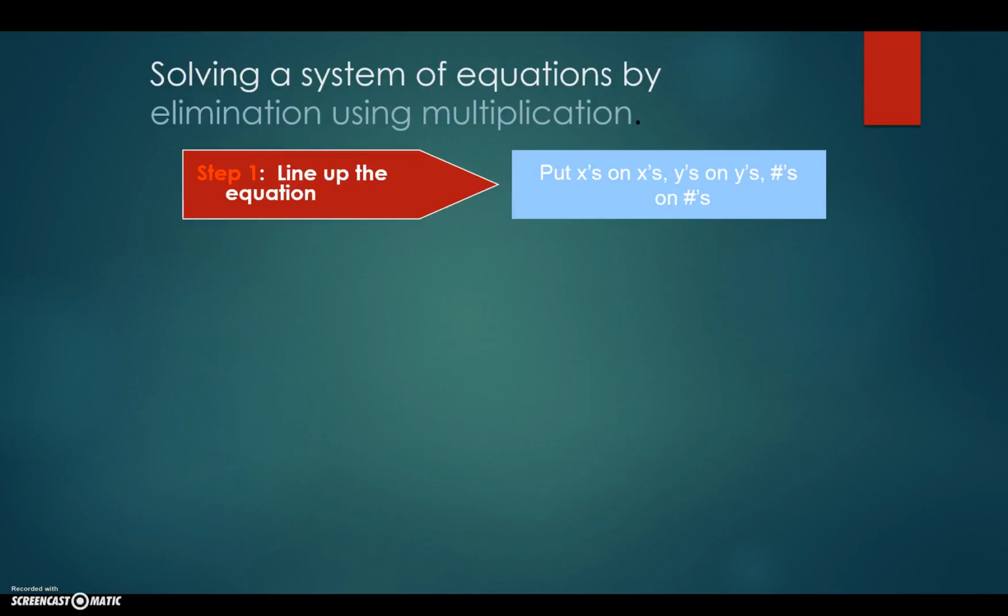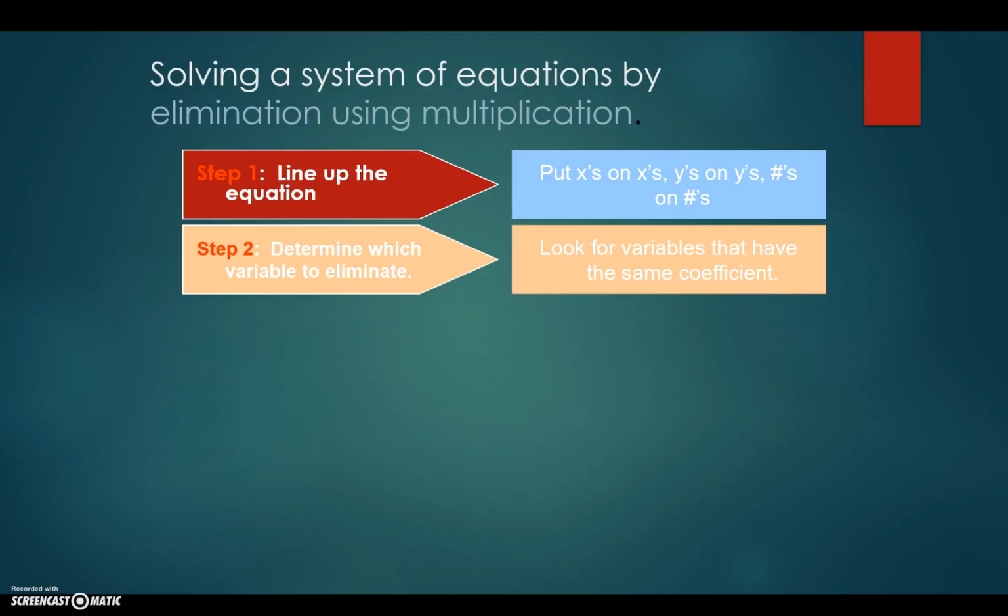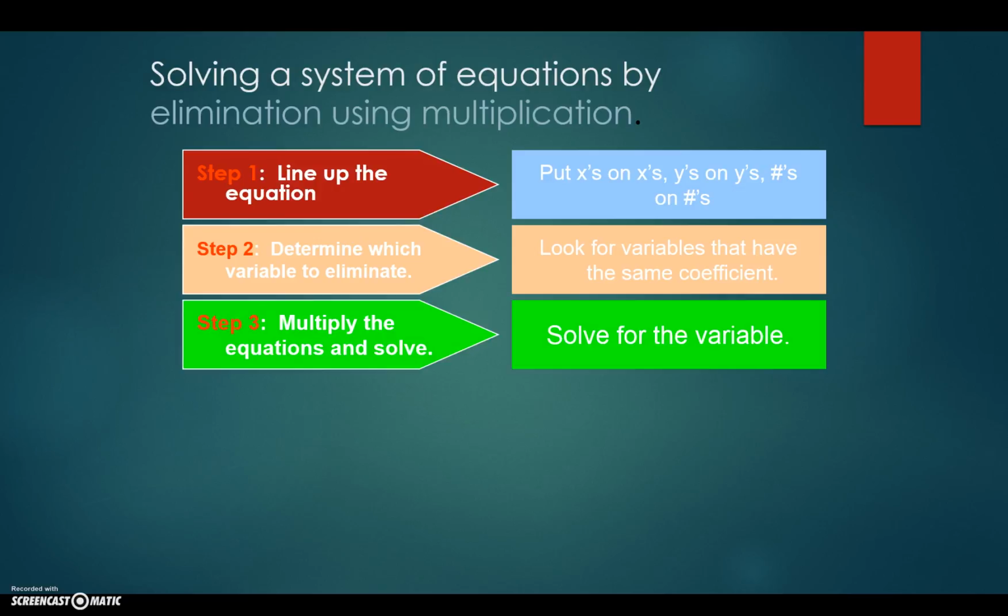So here are our steps. It's going to look very similar. Step 1, line up your equation. Step 2, determine which variable to eliminate. We want the variables that have the same coefficient. That would be ideal, but these won't have that. So we use step 3. We're going to multiply the equations and then solve.